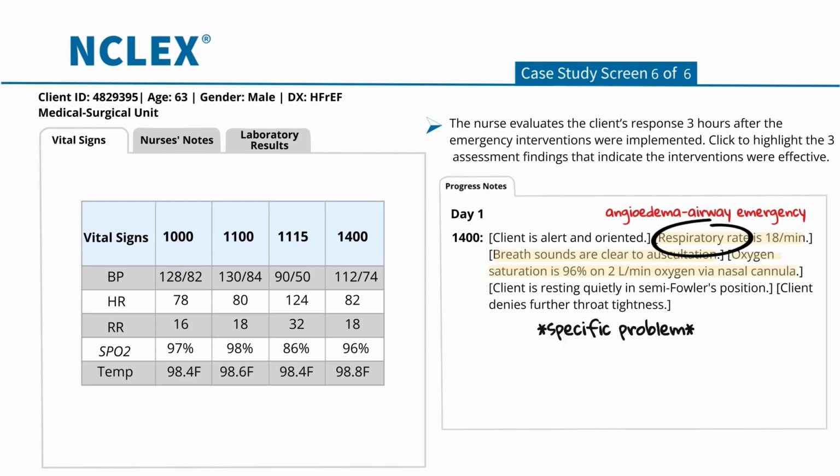Alright, that is the logic of ACE inhibitors. Remember, check the potassium, watch the kidneys, and always protect the airway.